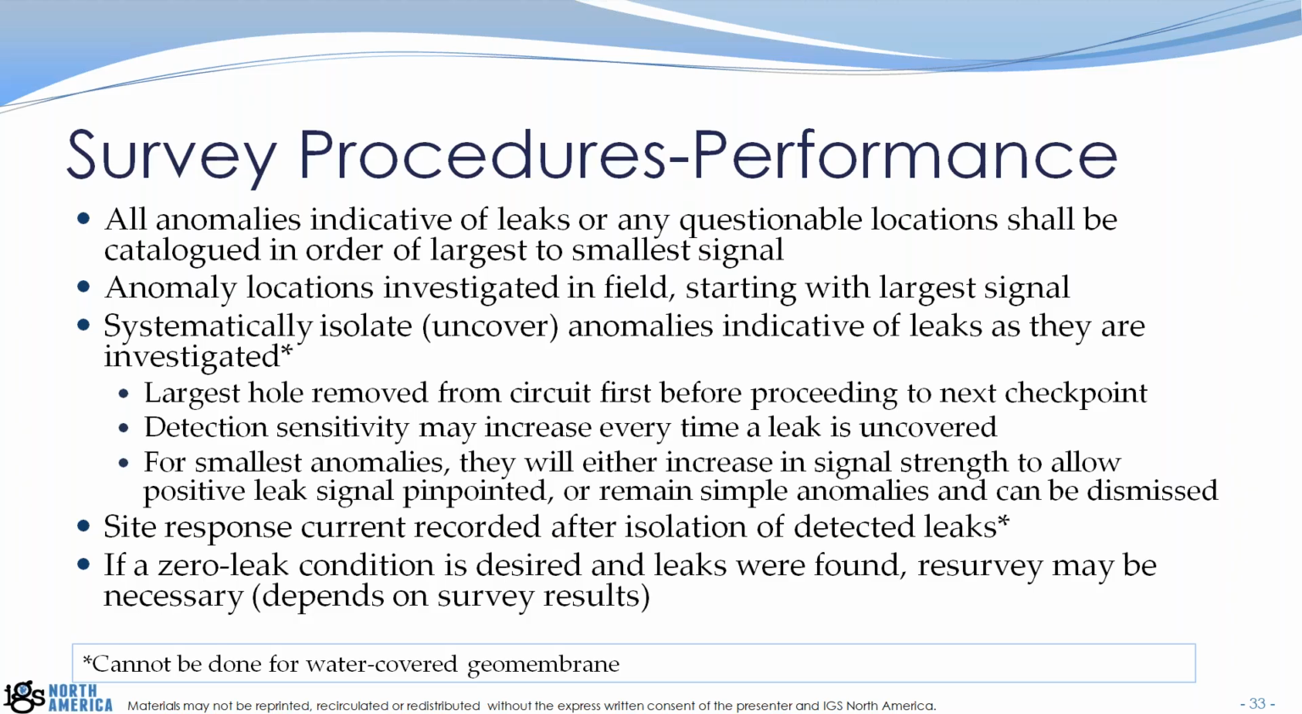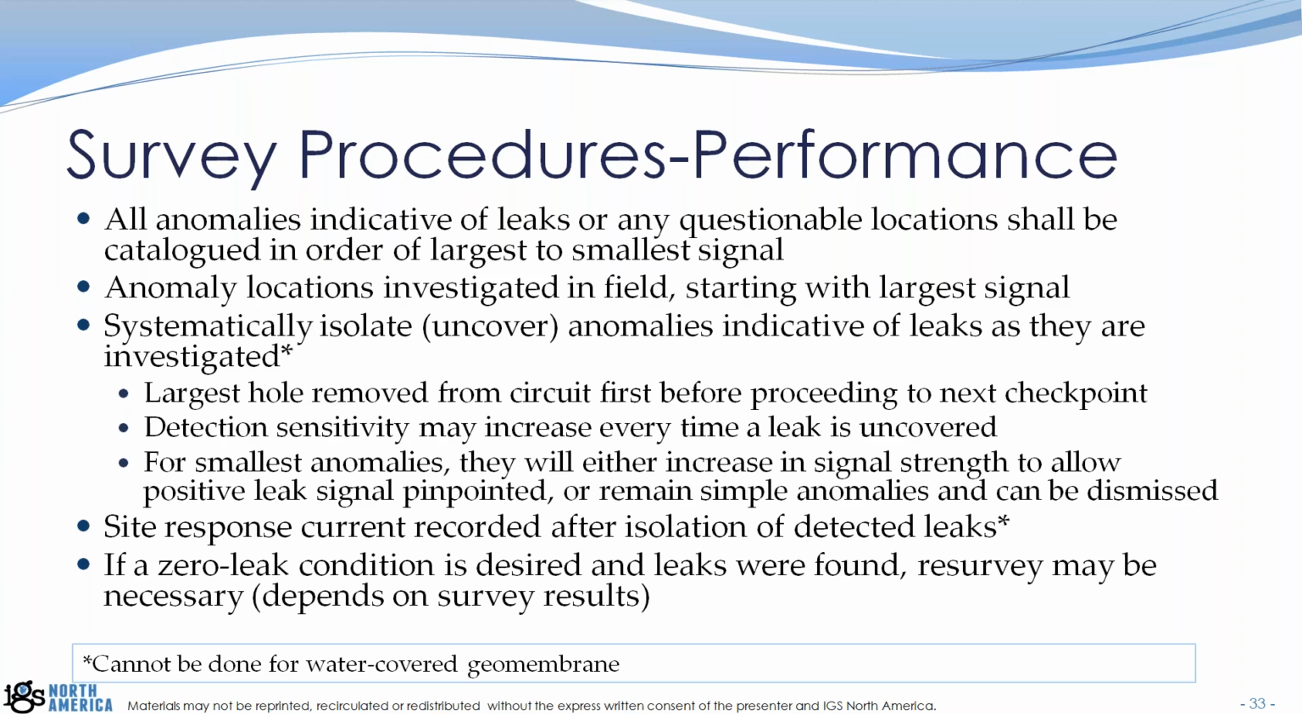If you remove the biggest hole from your survey circuit, all the electricity that was going into that hole can't go in there anymore. It will find the next biggest hole to go in. So number 2 on the list is the next biggest hole. Go to anomaly number 2, dig it up, isolate it, remove that from the circuit.